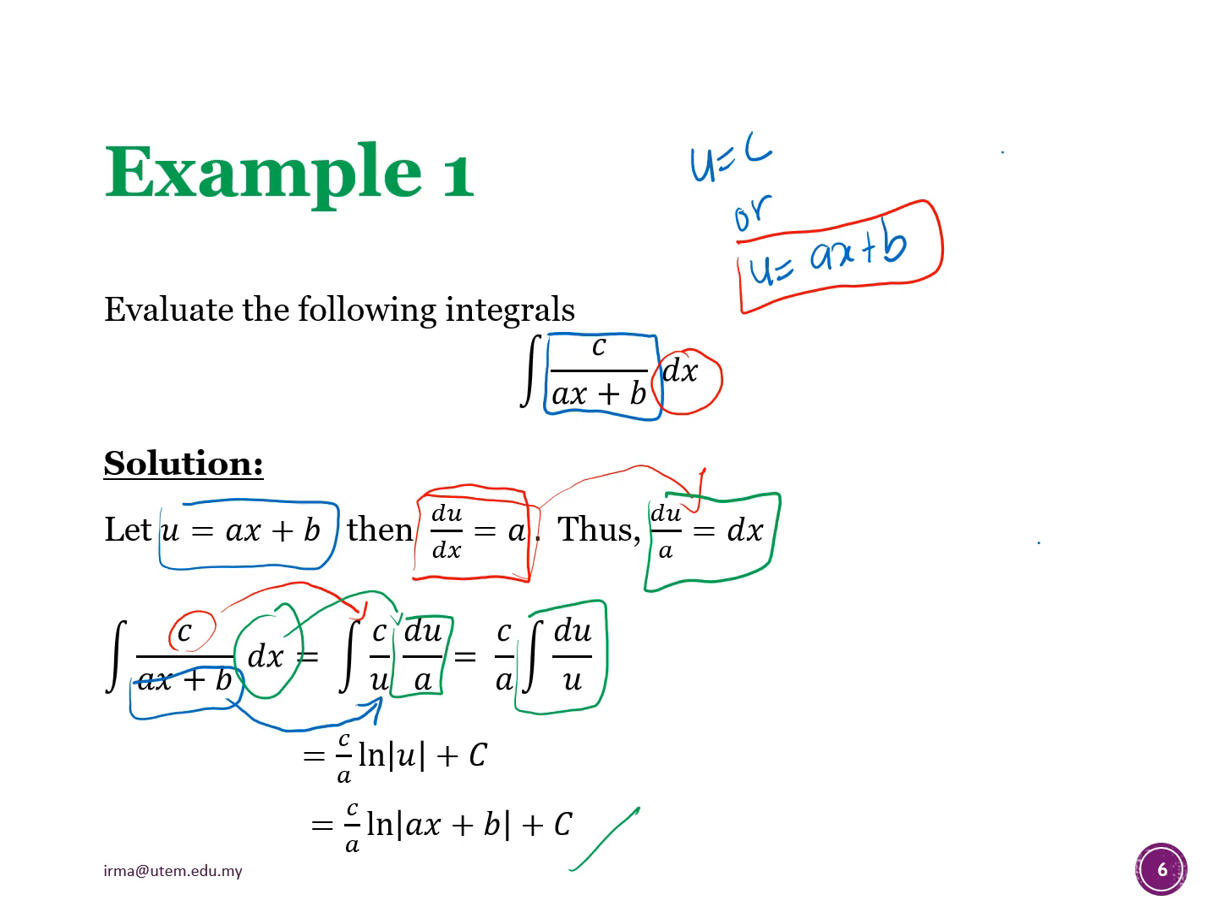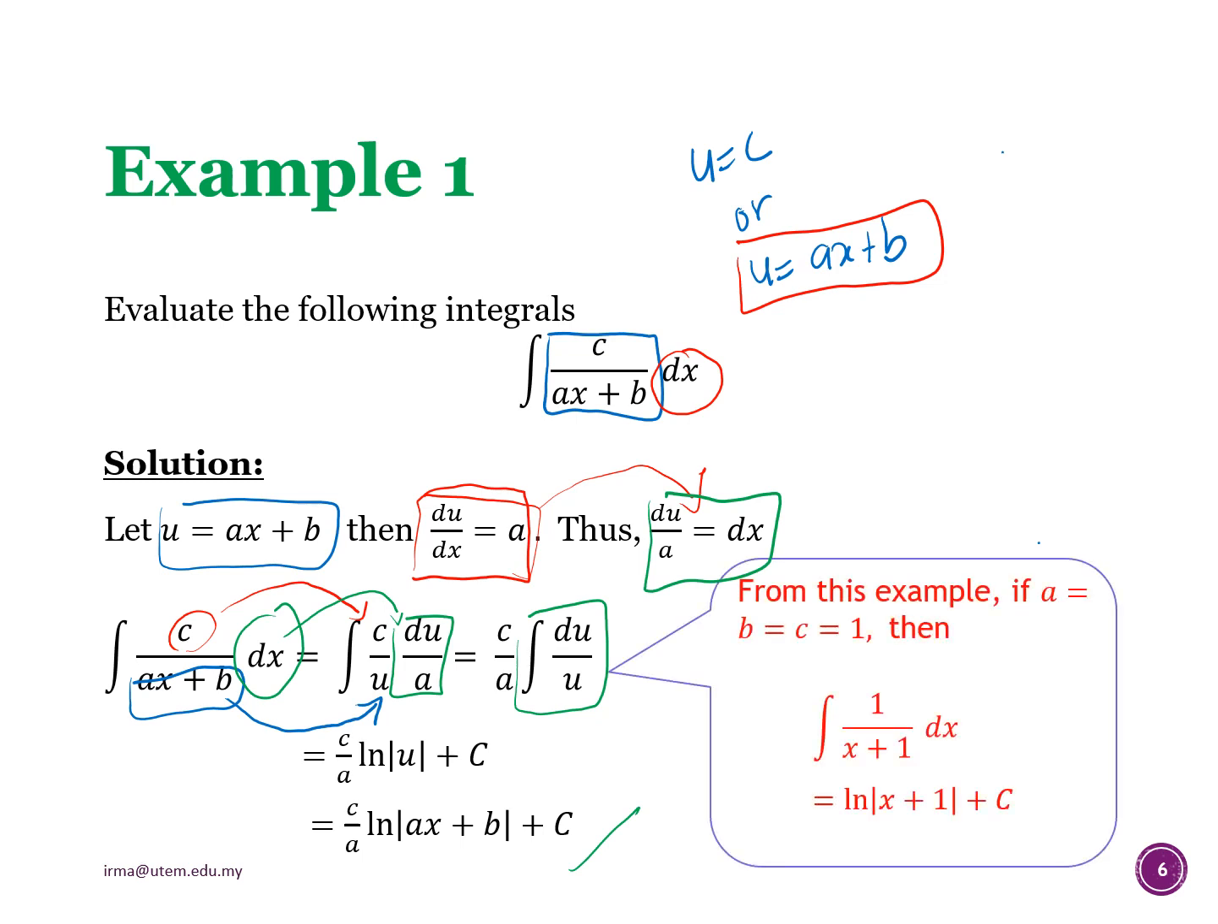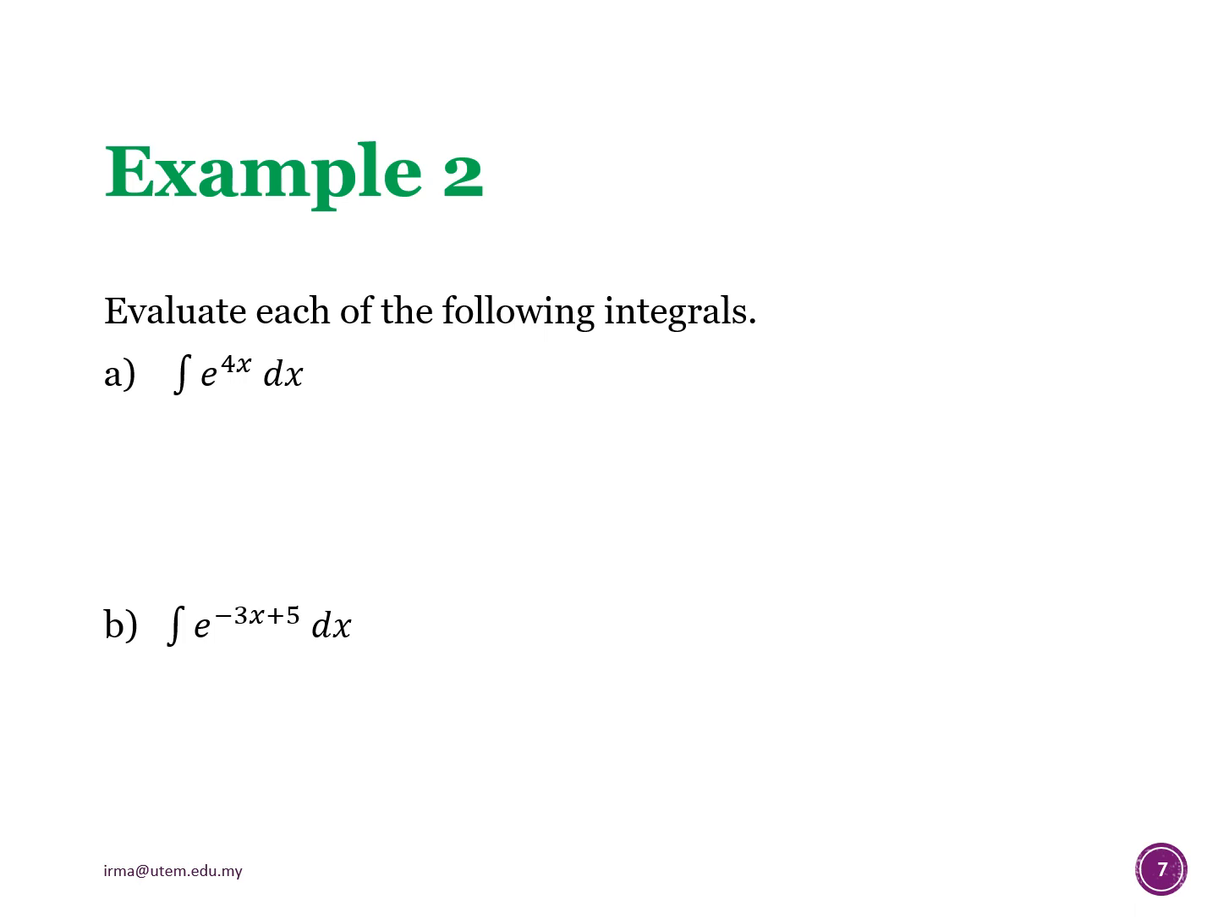So from this example, if a, b and c are equal to 1, the answer will be ln x plus 1 plus c. Because a, b, c are just constants, they can be any numbers. Okay, let's move to example 2.